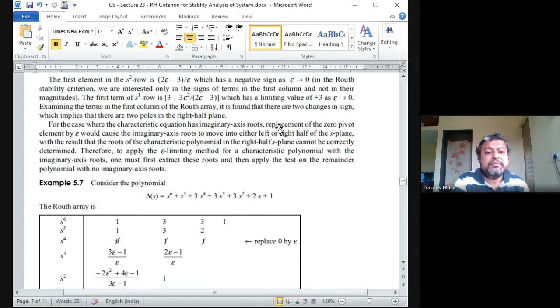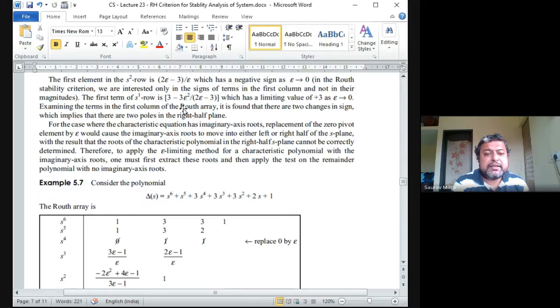So that is what they have written. That is, 2 epsilon minus 3 by epsilon, which has a negative sign, sigma tends to 0, and the first term 3 minus this has a limiting value of plus 3. So examining the terms in the first column of the Routh array, it is found that there are two changes in sign, which implies that there are two poles in the right hand side of S plane.